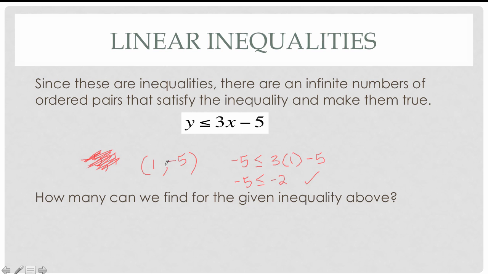Well, if that y value is less than it, then let's find some more. That means (1, -6) is a solution. That means (1, -7) is a solution. These are all y values that are going to be less than -2. You can see really quickly we can find an infinite number of solutions. There's 4 just like that, and I've only picked one x value to work with.